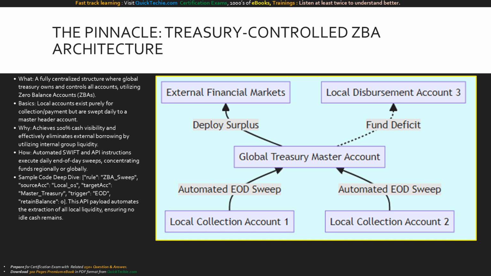The trigger is end of day and the retained balance is strictly set to 0. This code executes flawlessly every day, transforming your treasury into a highly profitable in-house bank. Let's trace the physical movement of cash in a zero-balance account architecture.